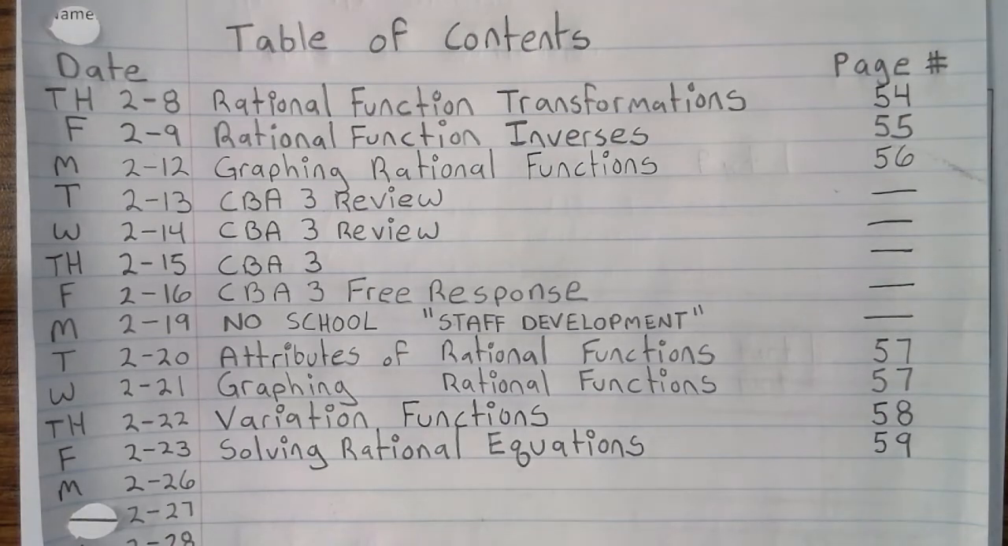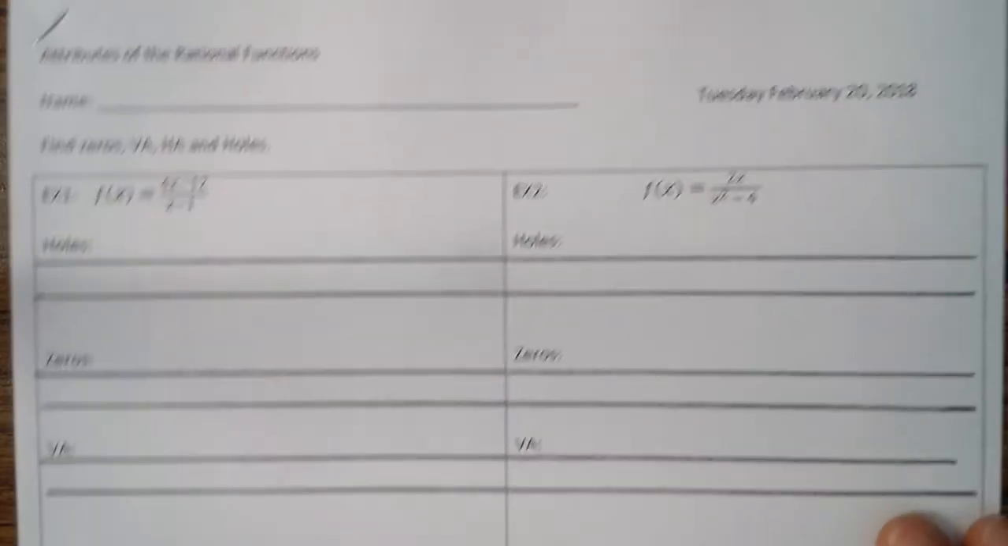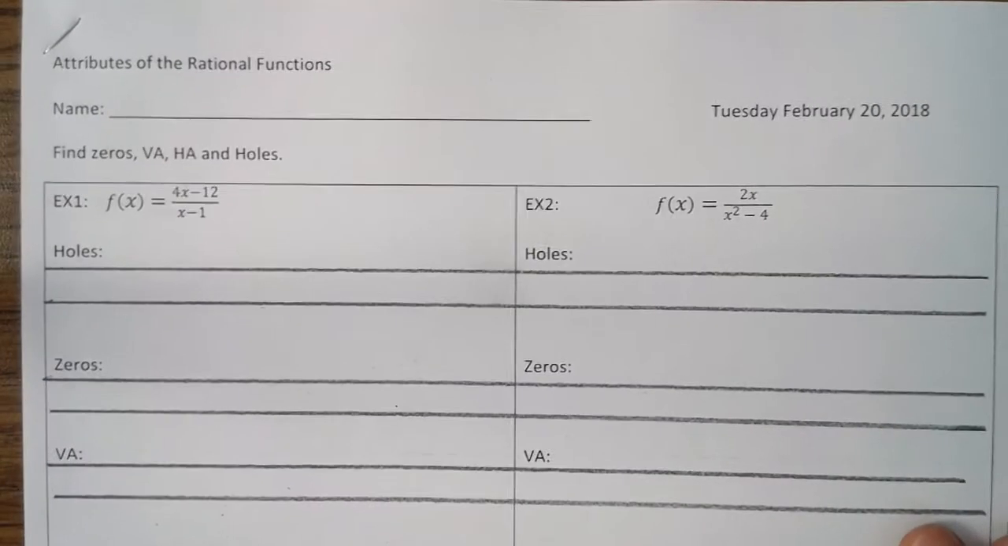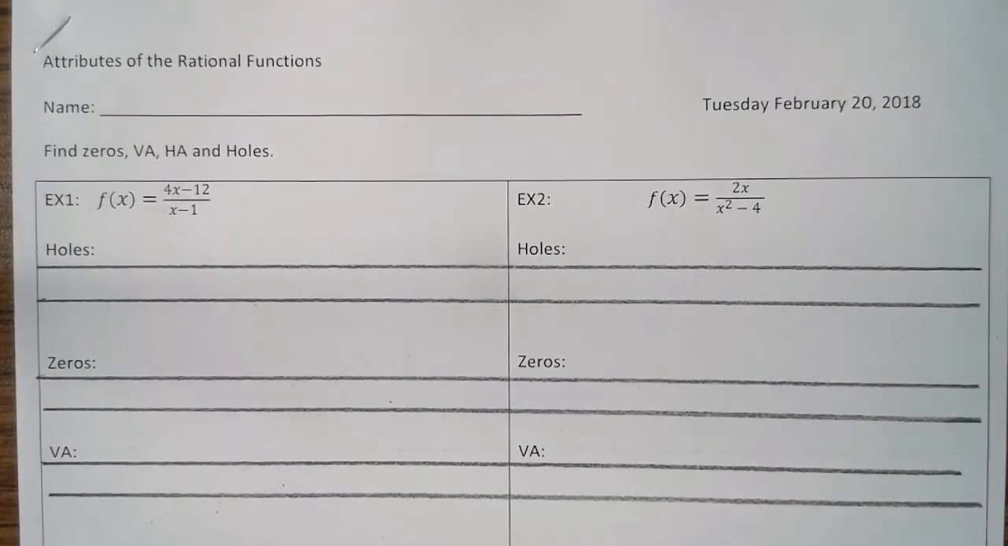Okay, Wildcats. Today we're looking at Tuesday, February 20th, attributes of rational functions on page 57. If you would, update your table of contents. All right, now your table of contents are updated. We're going to move on to the examples because there's no notes today. All right, so attributes of rational functions. We're going to find the zeros, vertical asymptotes, horizontal asymptotes, and holes.